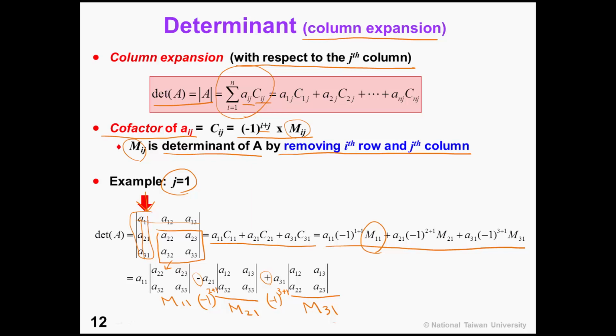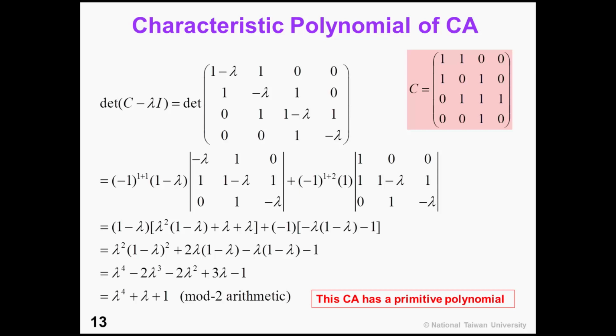Okay, with this formula, we can now reduce the dimension of A from 3 by 3 down to 2 by 2. Now continue from our quiz. Given this matrix C, we want to calculate the characteristic polynomial. So we want to calculate the determinant of C minus lambda I, which can be written in this way.